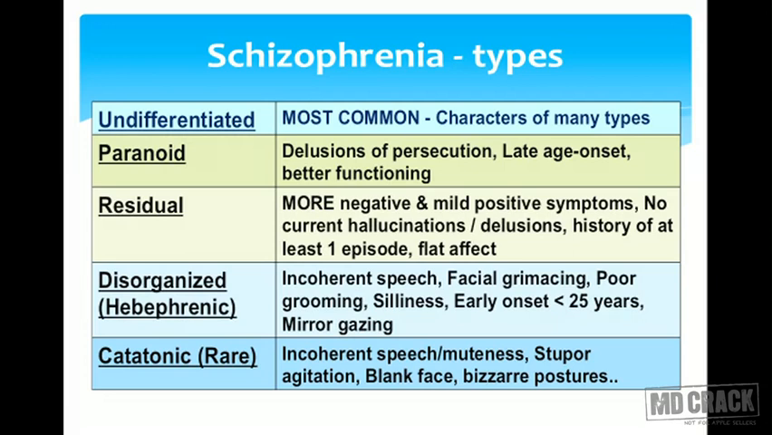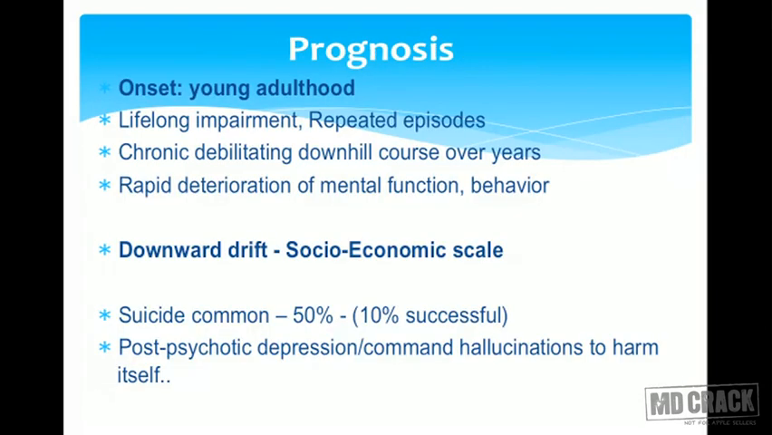So just to revise this once again, in paranoid, there are delusions of persecution. In residual, there are more negative symptoms and flat affect. In disorganized, there is very poor grooming. In catatonic, there are bizarre postures. And on the top, I have written undifferentiated, which is most common. You get many mixed characters of all the types, then you call it undifferentiated type of schizophrenia. So I advise you to do this well, and as I highlighted the salient features, this is going to be an issue of your multiple choice question.